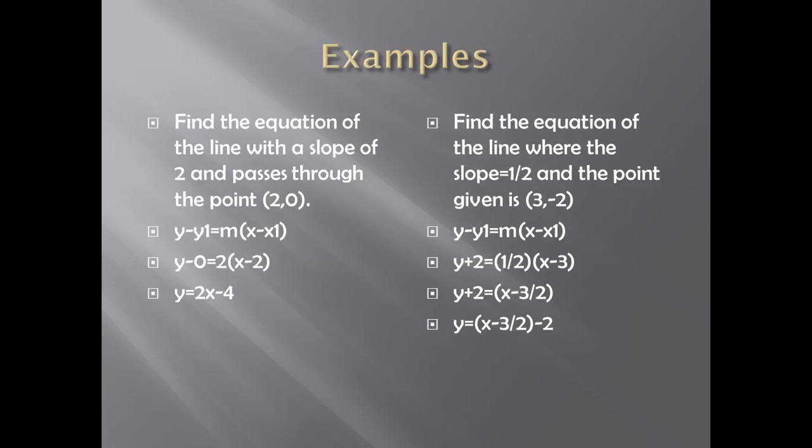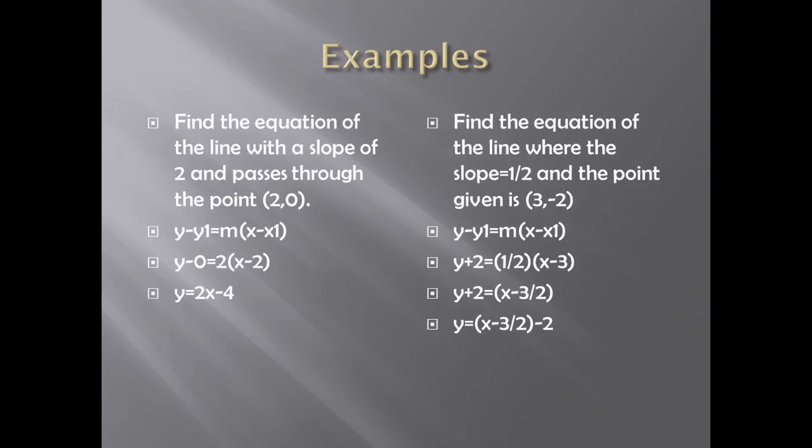We get 2x minus 4 because when you distribute that 2 into x minus 2, you get 2x, because 2 times x, and then the minus 4 comes from 2 times the -2. So now we're going to find the equation of the line where the slope is equal to 1/2, and the point given is (3, -2).